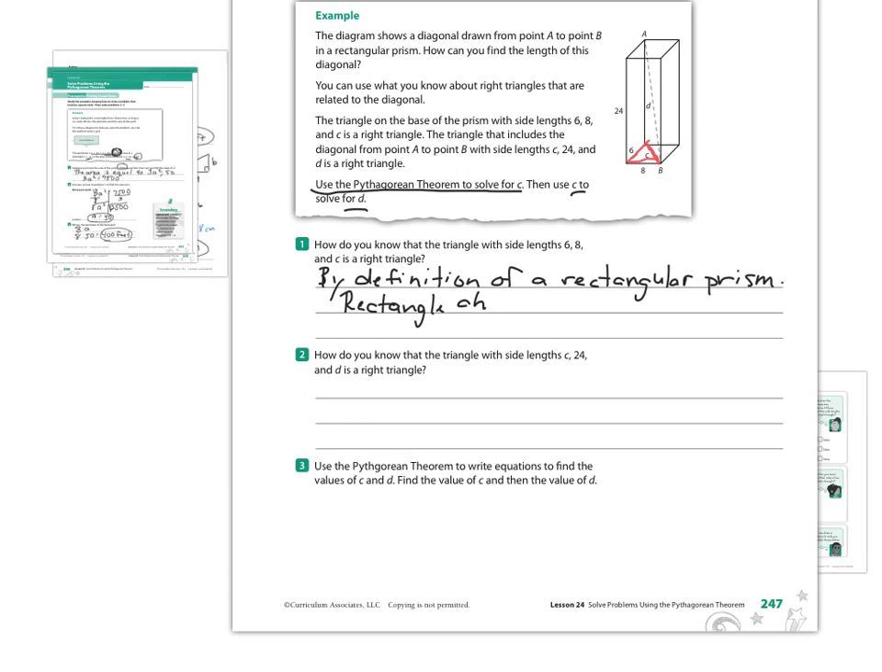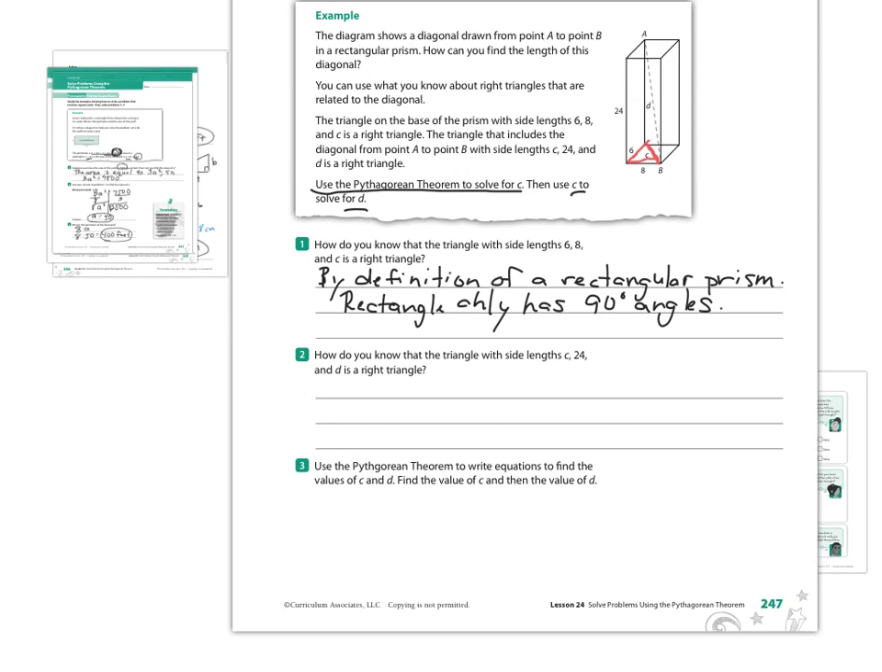So we're going to say a rectangle only has 90-degree angles. And if it only has 90-degree angles, that means the triangle that we drew up there in red has a 90-degree angle, which makes it a right triangle, which means we can use the Pythagorean theorem.